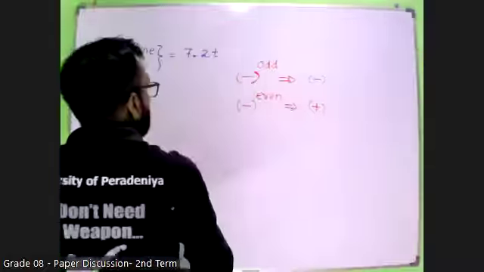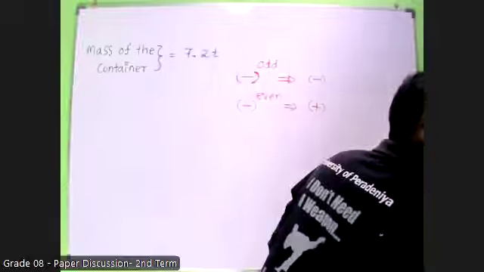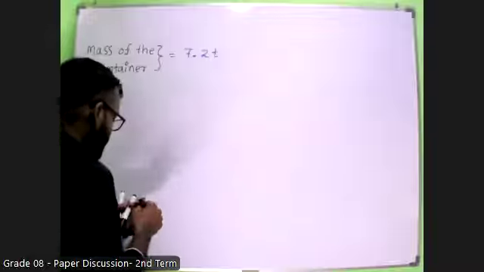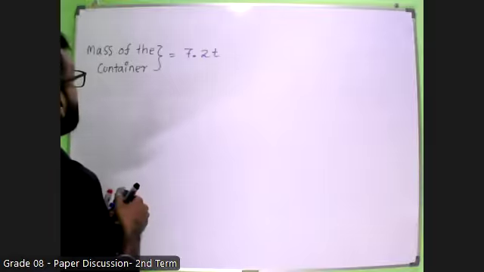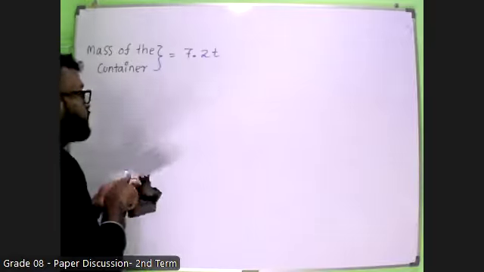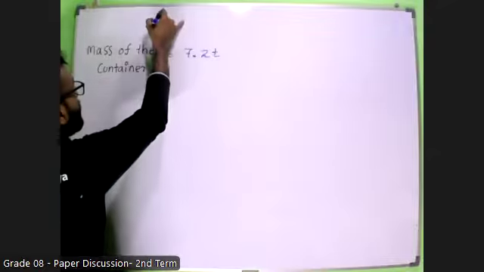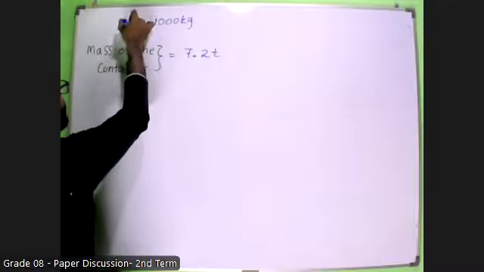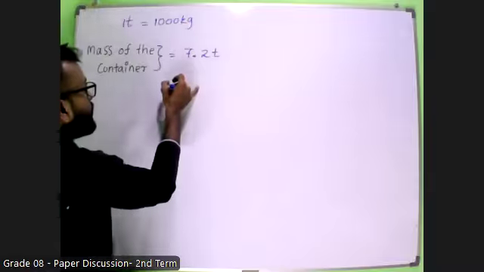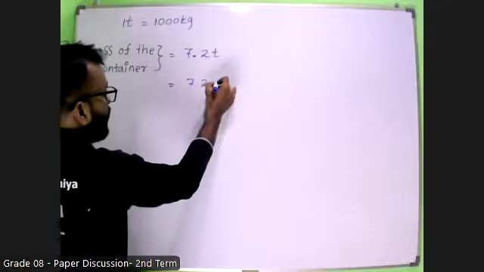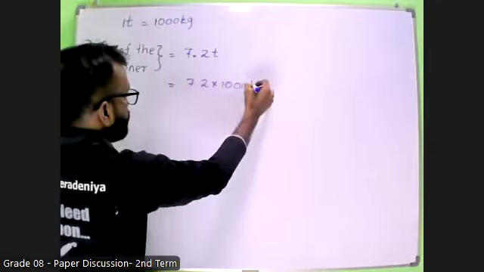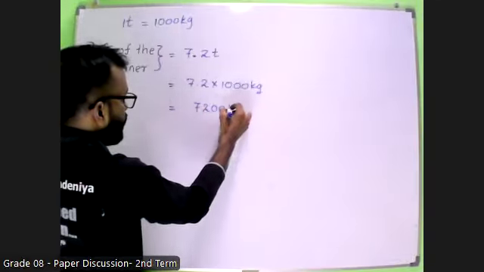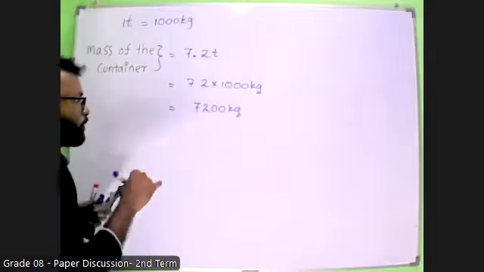So let's convert this into kilograms, so you can identify it easily. As I previously explained, 1 ton equals 1,000 kilograms. 7.2 multiplied by 1,000 kilograms gives you 7,200 kilograms altogether.